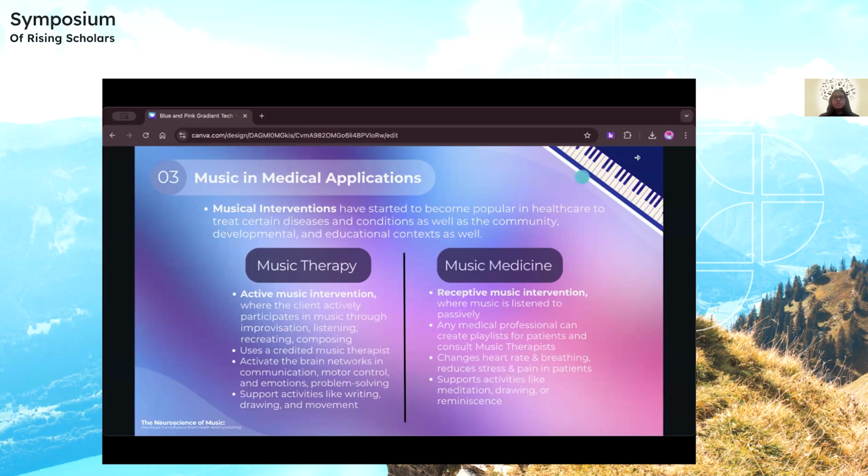You don't really need a music therapist unless you want to consult them. Now let's get into actual case studies of diseases that I looked at that are affected by music positively. The first one is Alzheimer's disease.